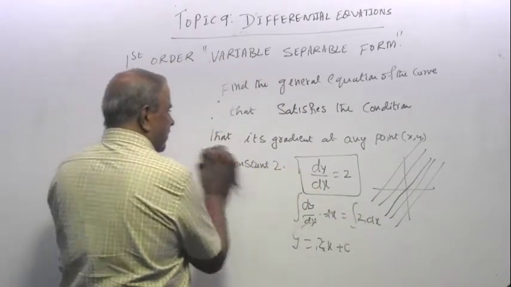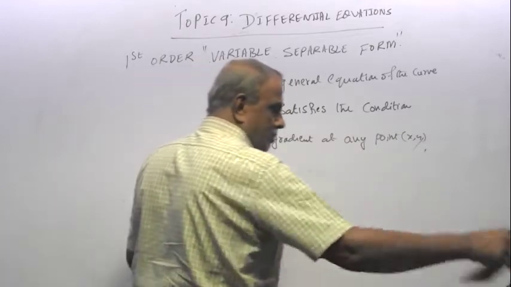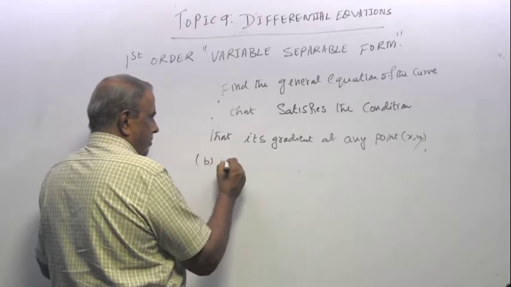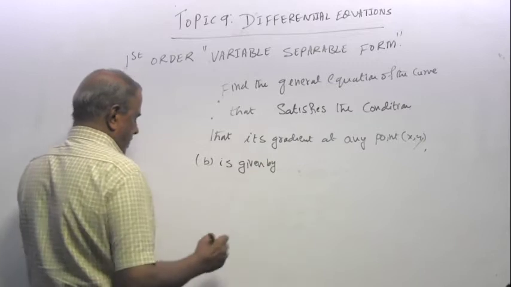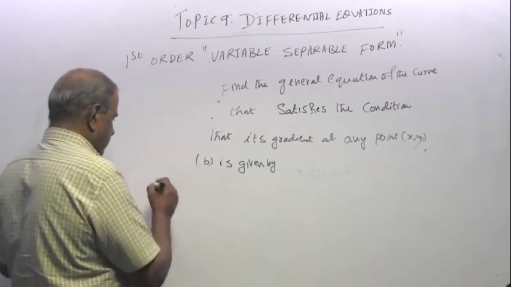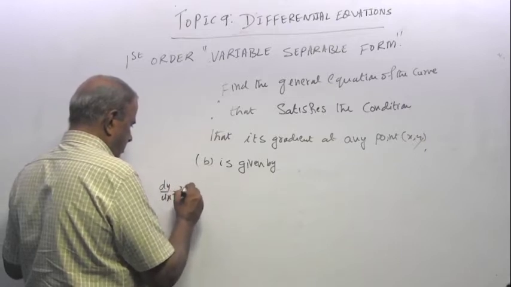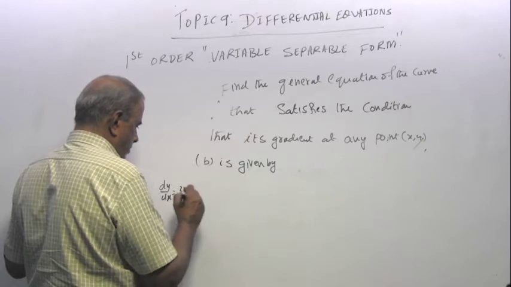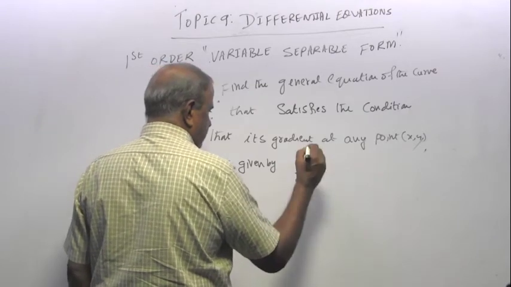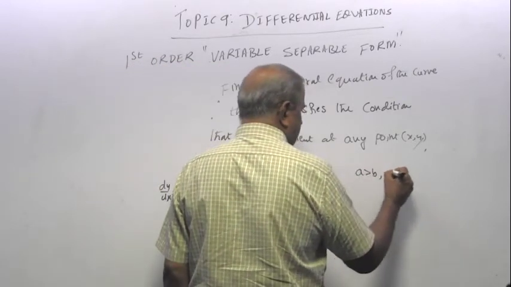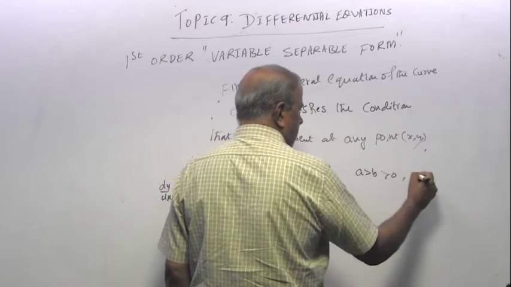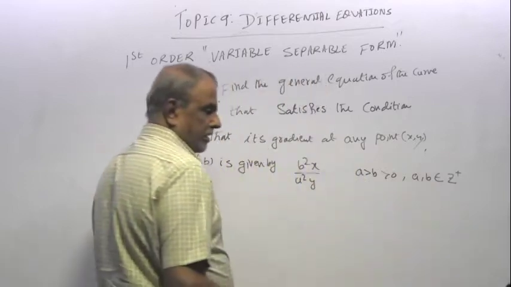Whereas it becomes more interesting if the gradient at any point xy is given by b squared x over a squared y, where a is greater than b greater than 0, and a and b belong to Z plus, the set of positive integers.